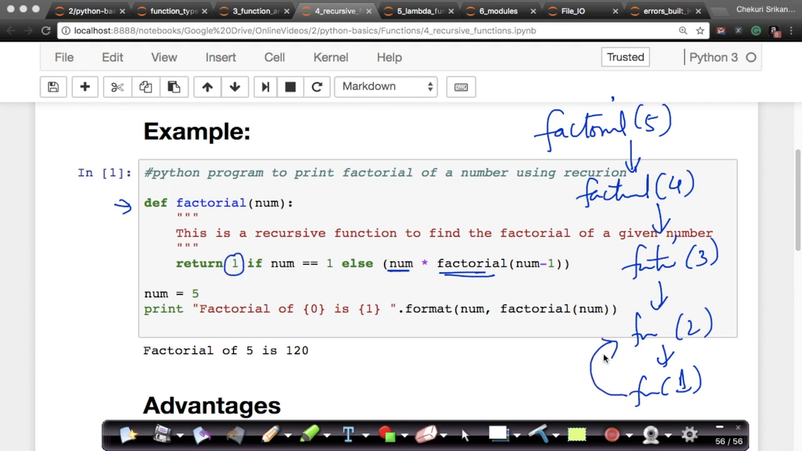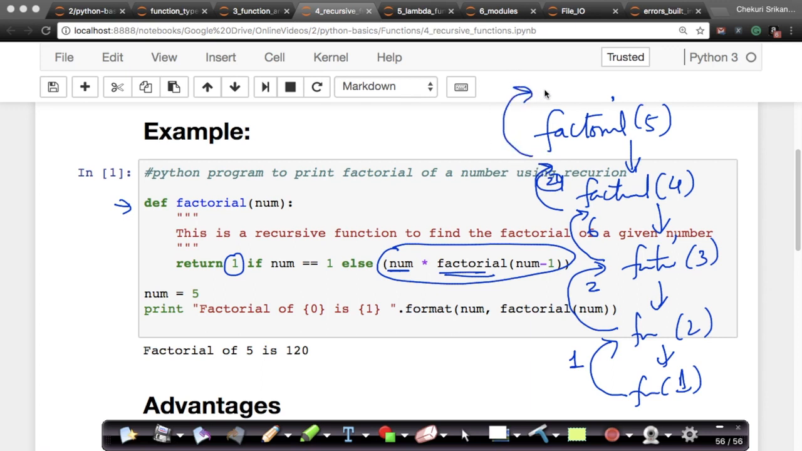When this returns 1 here, at factorial of 2, I was supposed to do 2 into factorial of 1. So what it does now is 2 into 1, which becomes 2. So this function now returns 2 here. Now this 2 will be multiplied by 3, because look at this here: I have num multiplied by factorial of num minus 1. So 2 into 3 becomes 6. So this function now returns 6 here. Now this 6 will be multiplied by 4 and I get 24 here. And this 24 will be multiplied by 5 and I get 120 here.